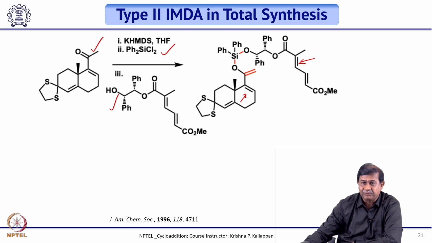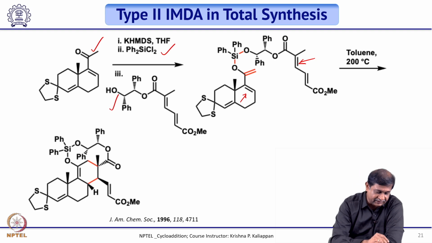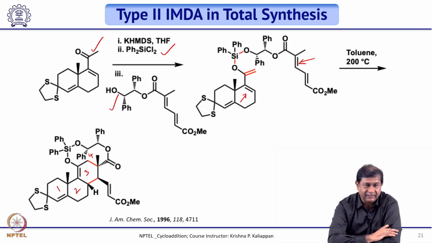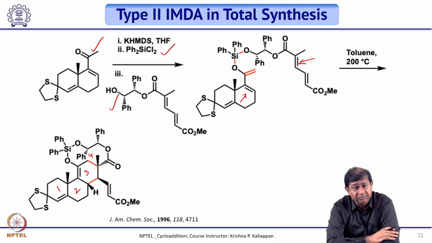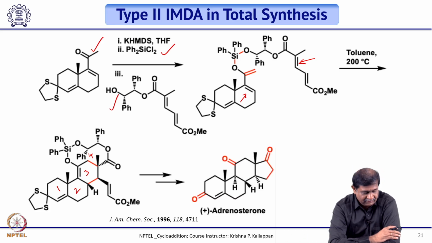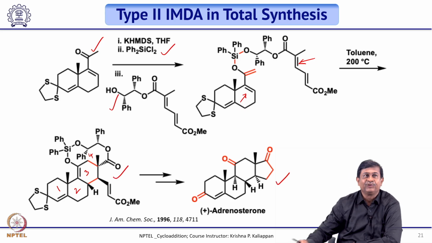Okay. This upon intramolecular Diels-Alder reaction gives a quite complex structure, where you can clearly see there are 4 rings: ring number 1, ring number 2, ring number 3, and a macrocycle ring 4, and highly congested with many chiral centers. So, this is possible only through such an intramolecular Diels-Alder reaction, and this is the key reaction in the total synthesis of adrenosterone, and this intermediate was converted into adrenosterone in a few steps.